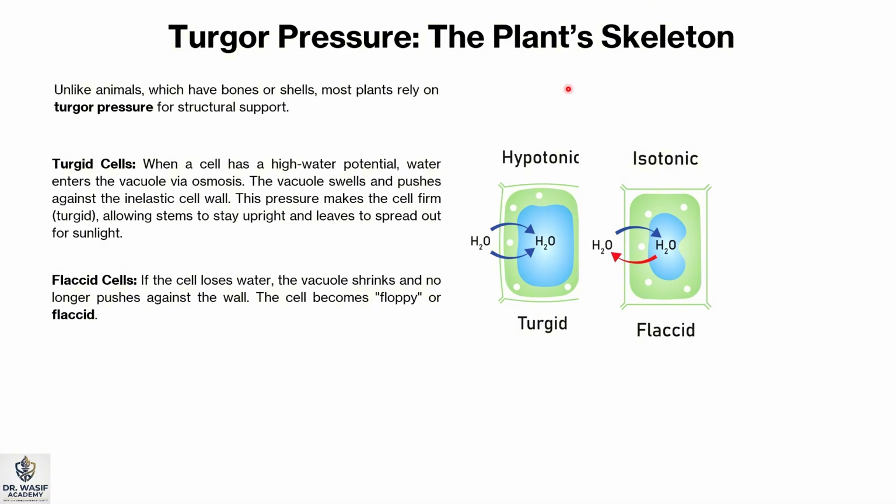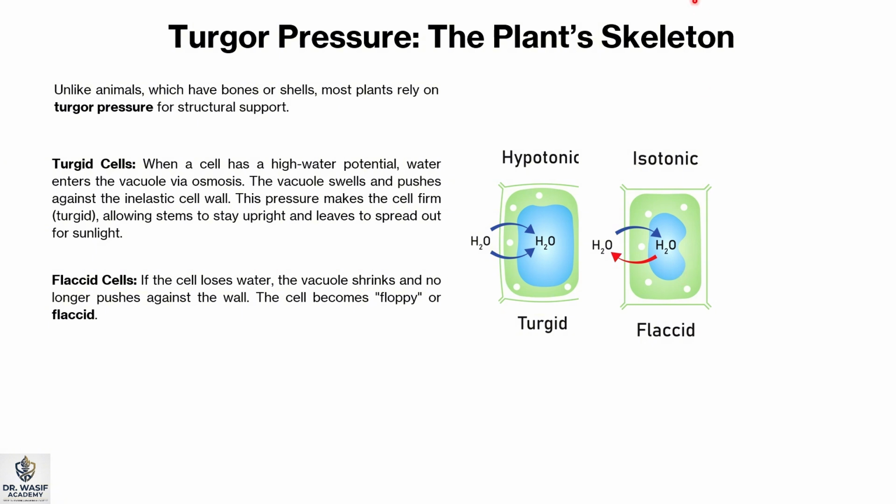look at what happens in flaccid cells. If the plant loses water, perhaps on a very hot day, or when the plant is thirsty, the vacuole shrinks. You can compare. This is a vacuole of a turgid cell. This is a vacuole of a flaccid cell. When it shrinks down, it no longer pushes against the cell wall. The balloon has lost its air, and the box becomes floppy.